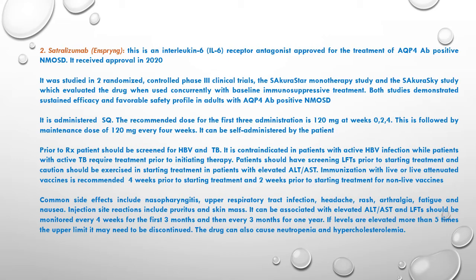Common side effects include nasopharyngitis, upper respiratory tract infections, headache, rash, arthralgia, fatigue, and nausea. Injection site reactions include pruritus and skin mass. It can be associated with elevated ALT and AST, and liver function tests should be monitored every 4 weeks for the first 3 months and then every 3 months for 1 year. If levels are elevated more than 5 times the upper limit, it may need to be discontinued. The drug can also cause neutropenia and hypercholesterolemia.